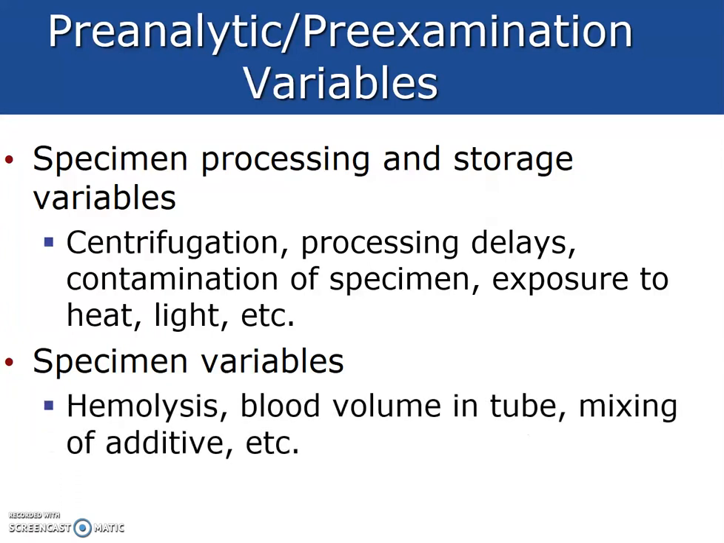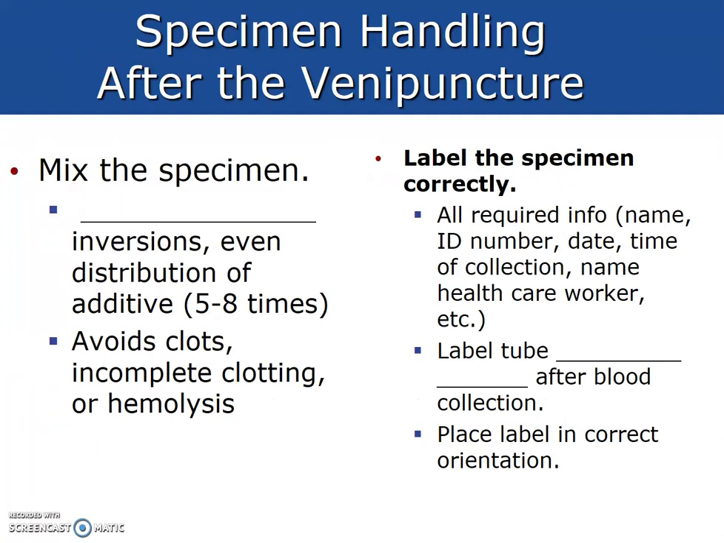Specimen variables: hemolysis, again that's the breaking apart of red blood cells. Blood volume in the tube is too little or too much. Mixing of the additives, you forgot to mix the tube in general. We're going to mix the specimen. It's going to be a gentle 5 to 8 inversions, even distribution of additives. We're going to avoid clots, incomplete clotting, or hemolysis.